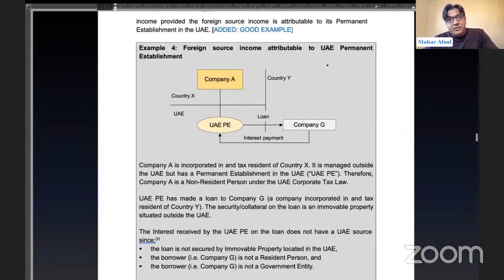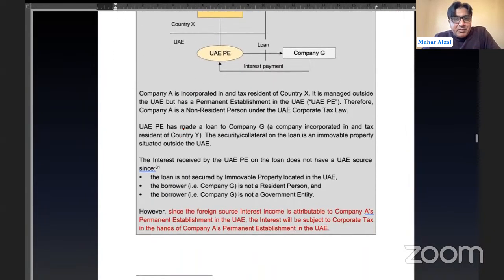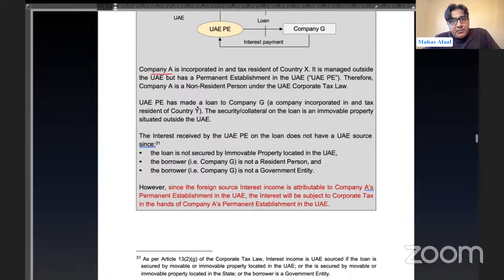Foreign source income attributable to the UAE PE. Company A is incorporated in and tax resident of country X. It is managed outside the UAE but has a PE. Therefore, company A is a non-resident person. This company A has a PE in the UAE. The UAE PE has made a loan to company G. The security collateral on the loan is immovable property. The property is outside of the UAE.